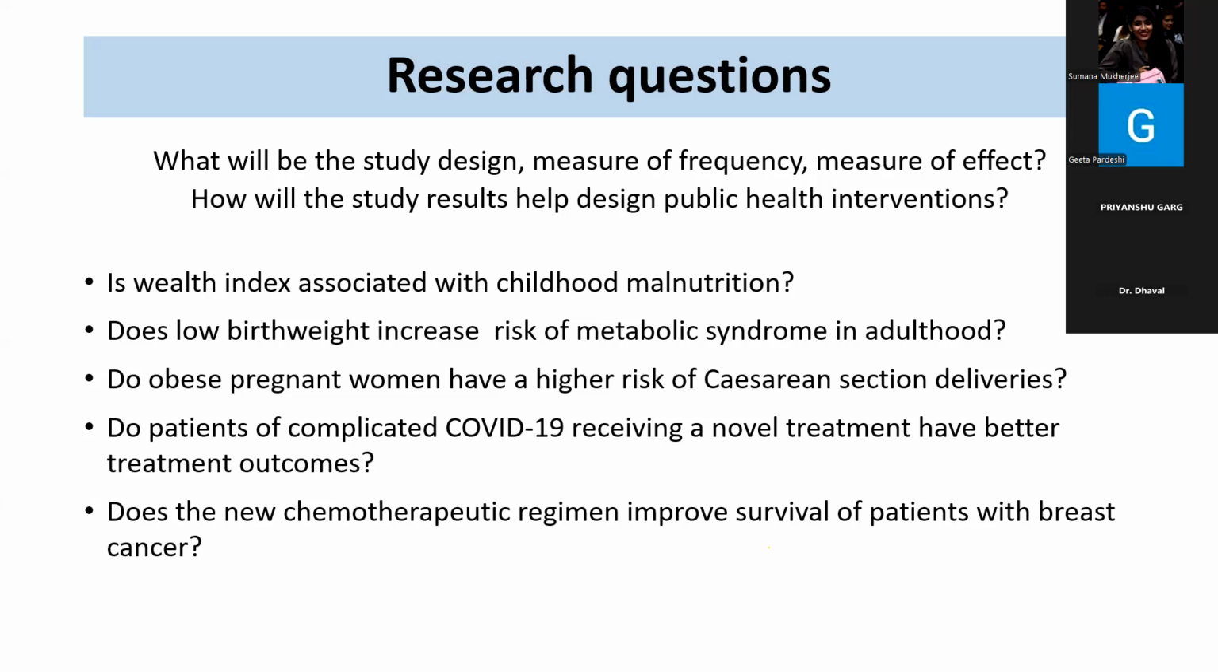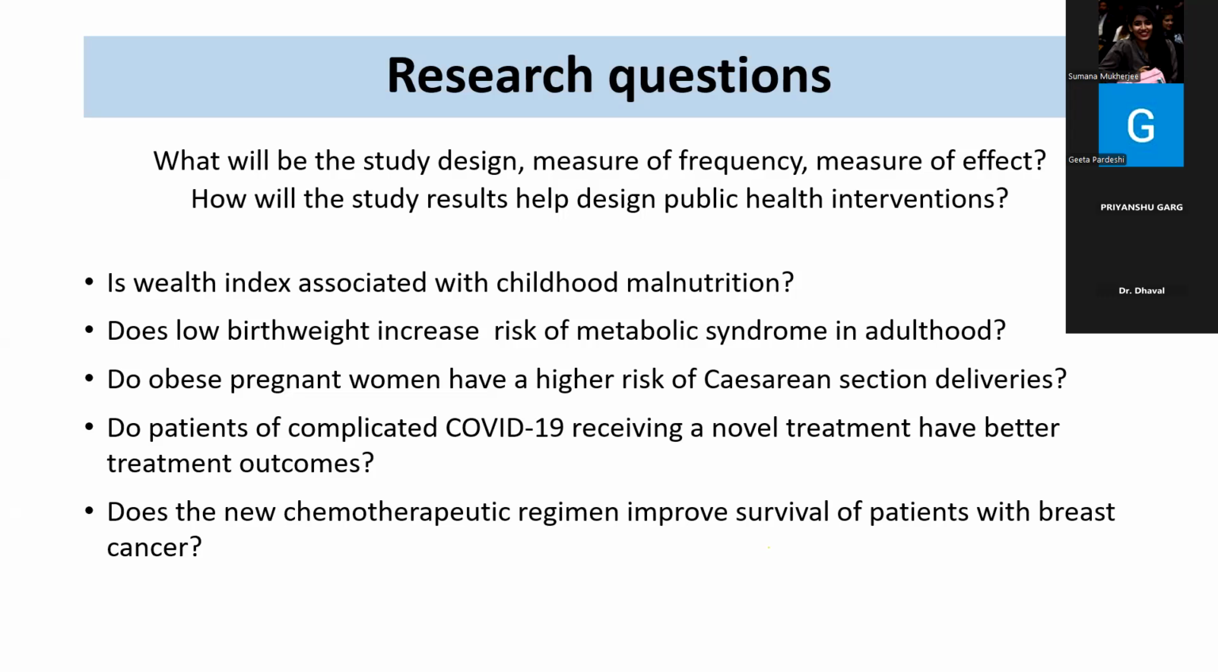And then you can measure the prevalence rate, the prevalence ratio, as well as the odds ratio in this cross-sectional study to study the association between your exposure and the outcome. Very good. The next research question is, does low birth weight increase the risk of metabolic syndrome in adulthood? So anybody else would like to take up this?